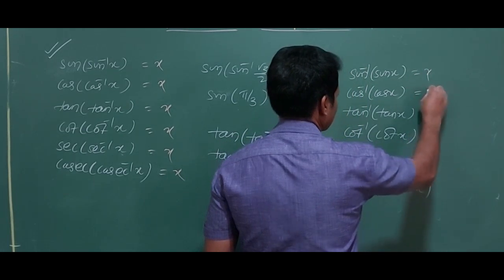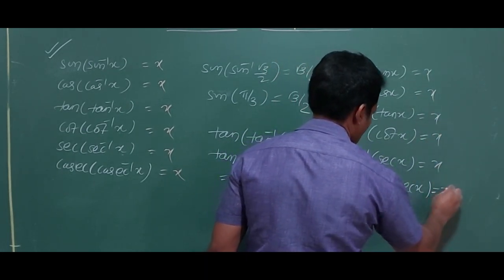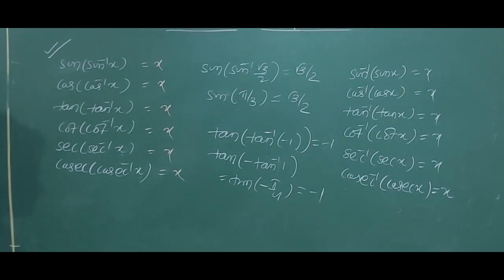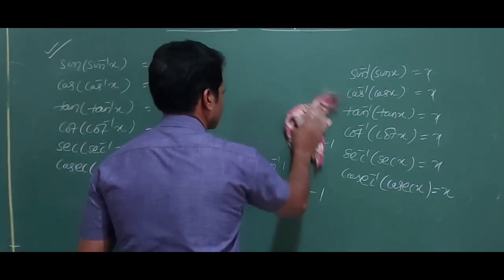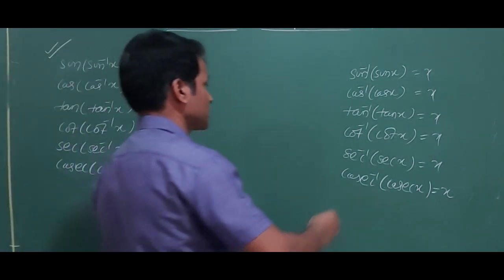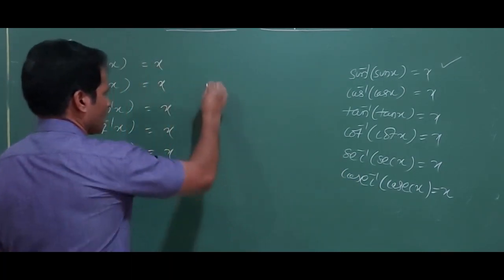Equal to x? Are they equal to x? Now there is a question mark. Let's see why there is a question mark. In this case, this is correct. I am telling you that this one has a question mark. One example I will show you, then I will come back to the theory.